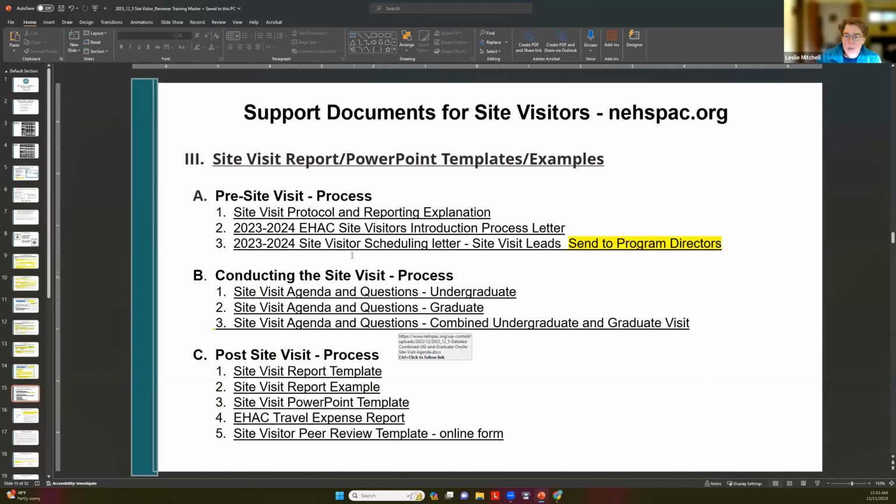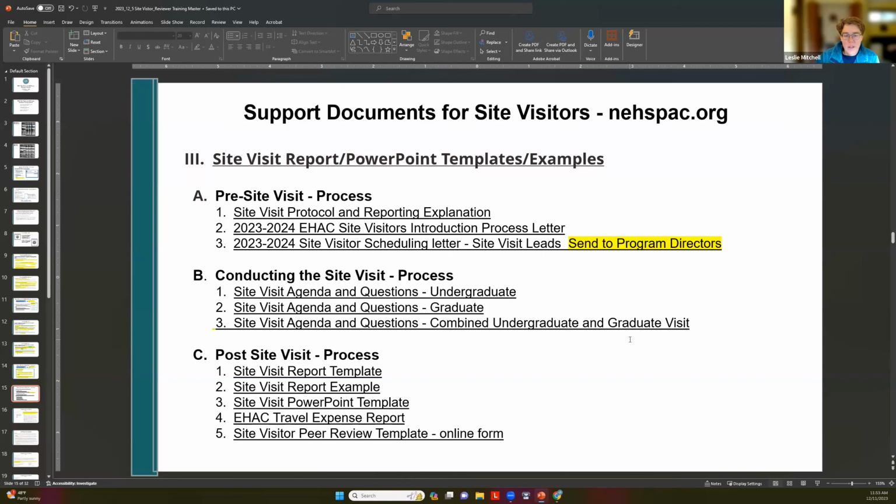All these documents are linked here. So I ran over the site visit protocol and reporting explanation. There's the site visitors introduction process letter that I sent to the site visit leads already. And the scheduling letter I also sent, and I've asked that the site visit leads get those out to the program directors as soon as possible, because we really would like to schedule those before the end of the month, if at all possible.